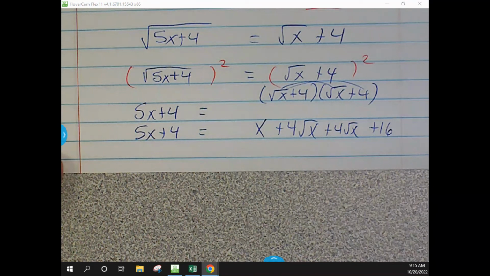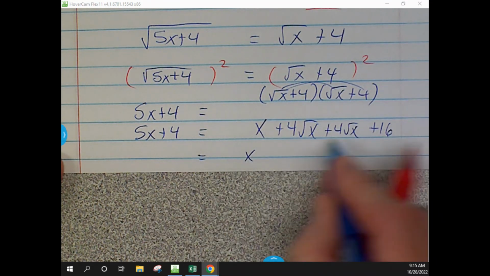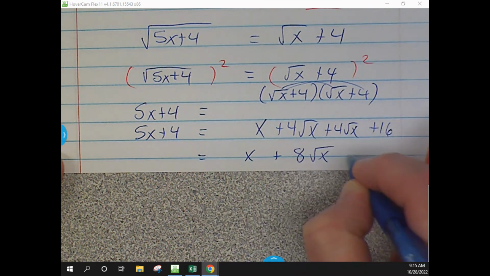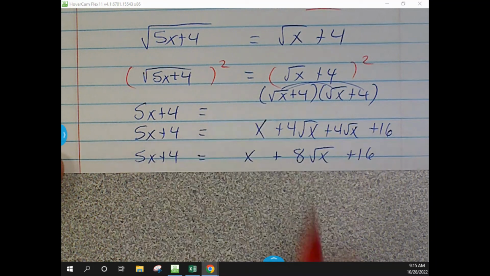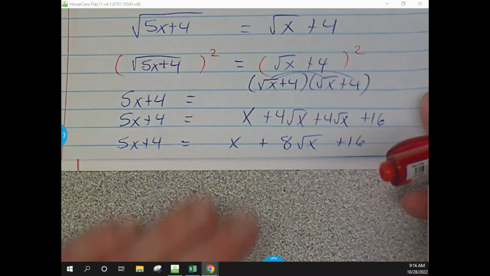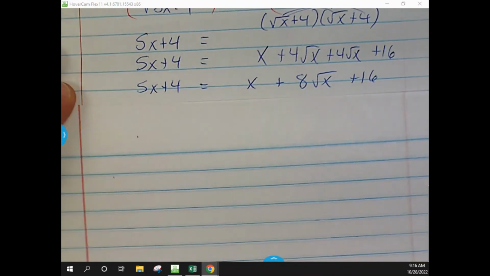Okay, so on the right-hand side, we can do 4 square root of x plus 4 square root of x and make that 8 square root of x. And just like we did on the previous problem when it talked about checking for extraneous solutions, we're going to move both of these terms over here so that we can then do some solving from that part. But we're going to have to move this down because I'm at the end of the paper there.